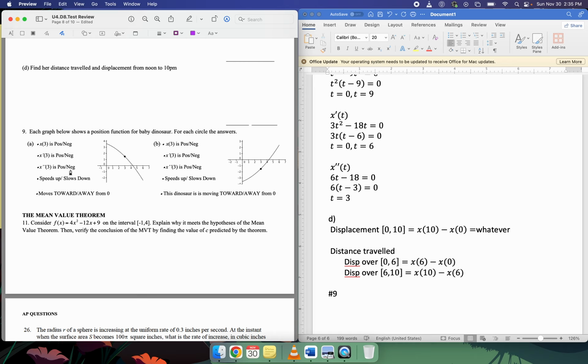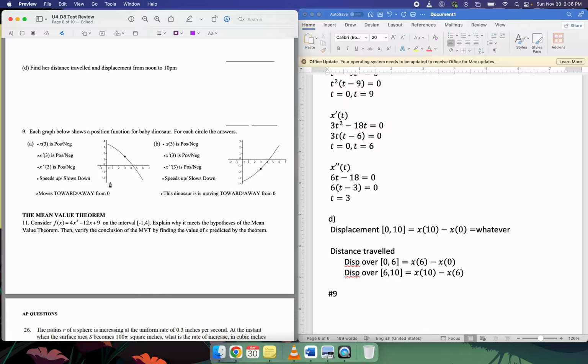Or you can say to yourself, x double prime negative means that x single prime is decreasing. And you can see that the slope is indeed decreasing because at first the slope is a small negative number, but then later on it's a larger negative number, so that's a decrease.